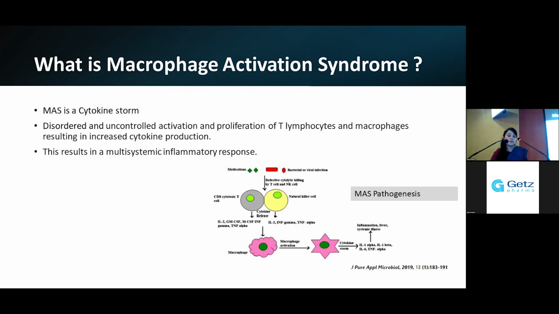macrophage activation syndrome. So what is macrophage activation syndrome? It is a cytokine storm, a word that we became familiar with during the COVID era. It occurs due to disordered and uncontrolled activation and proliferation of T lymphocytes and macrophages, resulting in increased cytokine production. This results in a multisystemic inflammatory response leading to multi-organ failure.